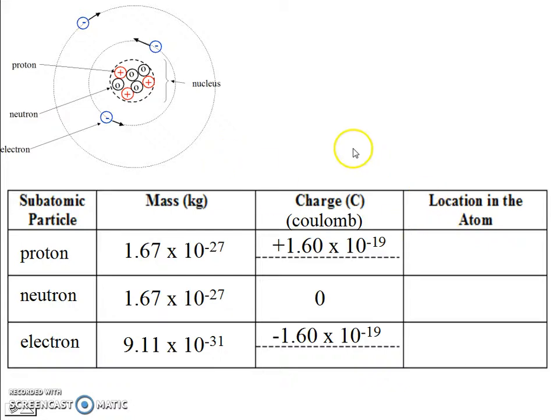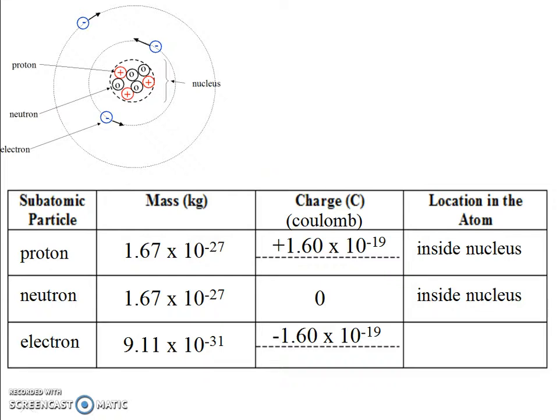Let's go on to the location of the atom. So as we can see from our diagram here, the protons, of course, are located inside the nucleus. They are stuck inside. They are not moving around. And the neutrons are also located inside the nucleus. In fact, there are what we call strong nuclear forces binding the protons and neutrons together, almost like glue. And they are stuck. They do not move around. Maybe they vibrate a little bit, but they certainly don't move.